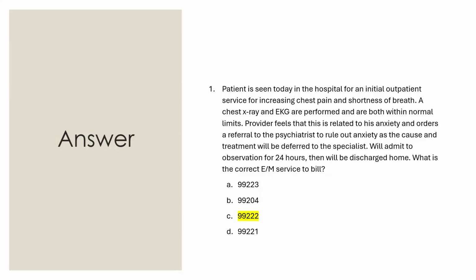Well, out of A, C, and D, 99221 is an overall low medical decision making. 99223 is an overall high medical decision making. Therefore, letter C, 99222, which is an overall of moderate medical decision making, would be the correct code to choose. Therefore, C is our correct answer.